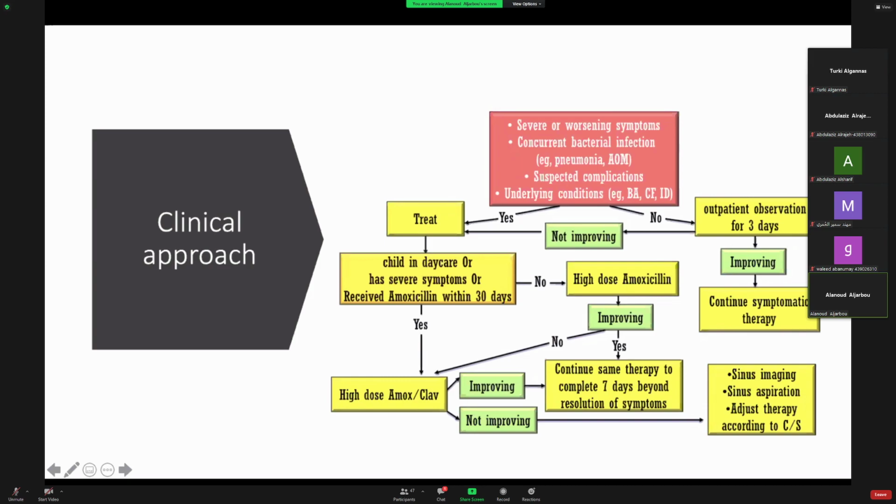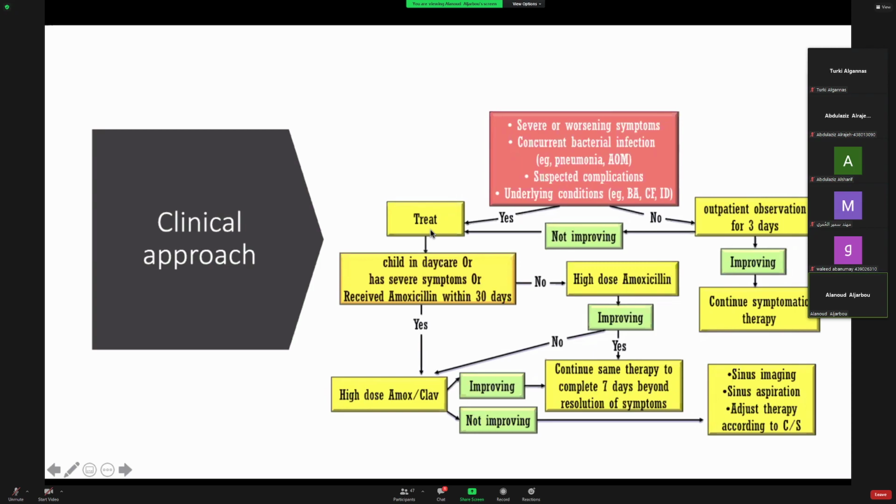If the patient doesn't have any of those, even with a prolonged course of more than 10 days of just mild symptoms, we will not treat directly. We will just observe for 72 hours. If improving, just continue symptomatic therapy. If the patient does not improve or has any one of the previous criteria, we will treat the patient.